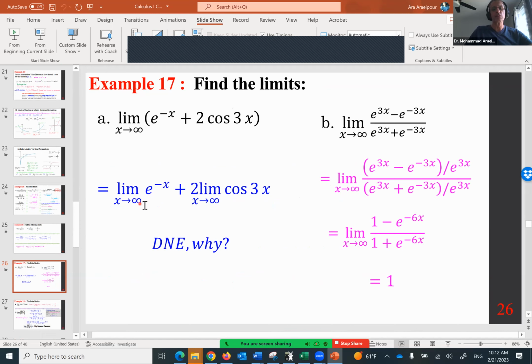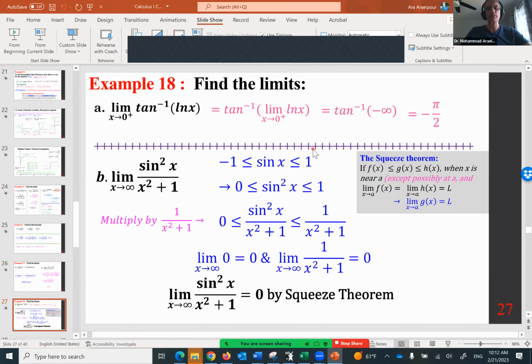When you use the limit laws, the second one fails because sine and cosine, when you're taking a limit as x goes to infinity, oscillate between -1 and 1. In part B, it's not a rational expression, it's a fractional expression. You divide by e to the power of 3x. Part A is very straightforward. Remembering the graph of ln x will do the job, and part B uses the squeeze theorem.